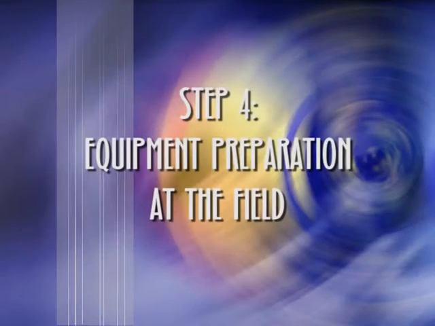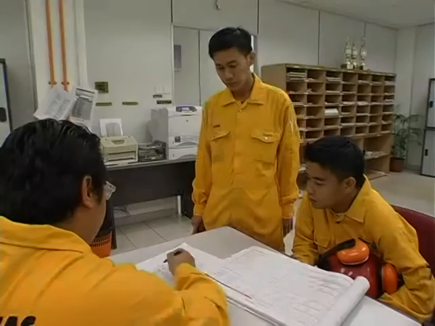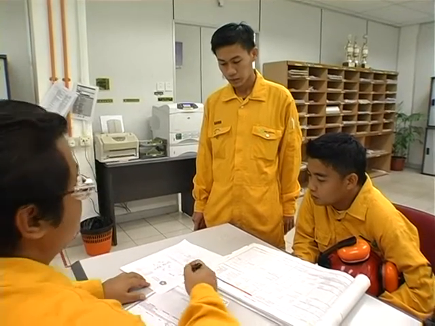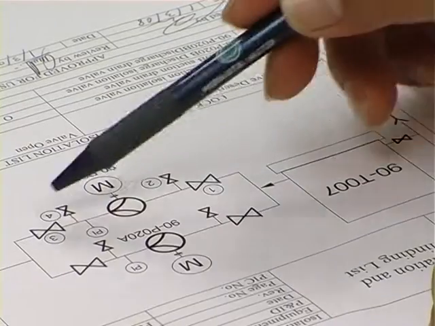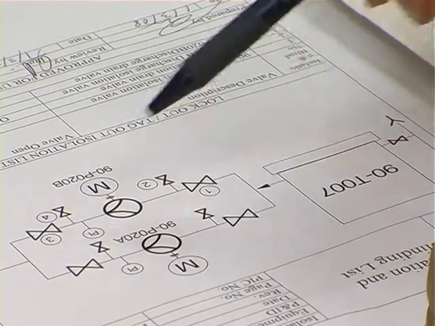Step 4. Equipment preparation at the field. Any equipment to be worked on must be properly drained, purged, and flushed under the instruction and supervision of the AA.